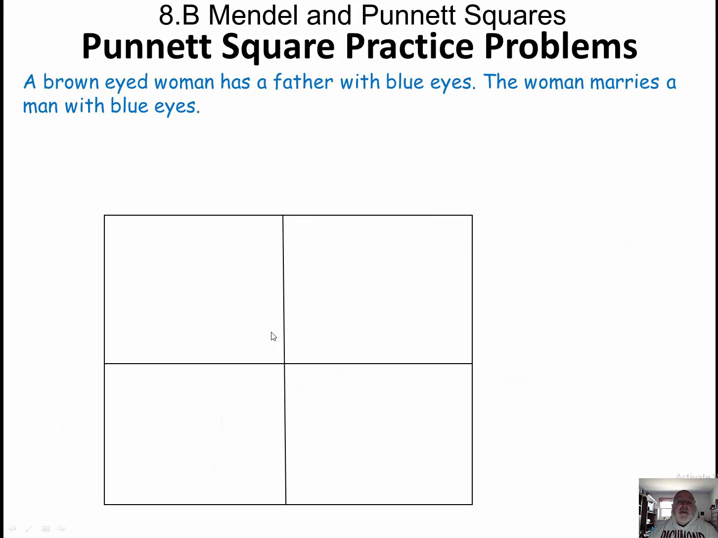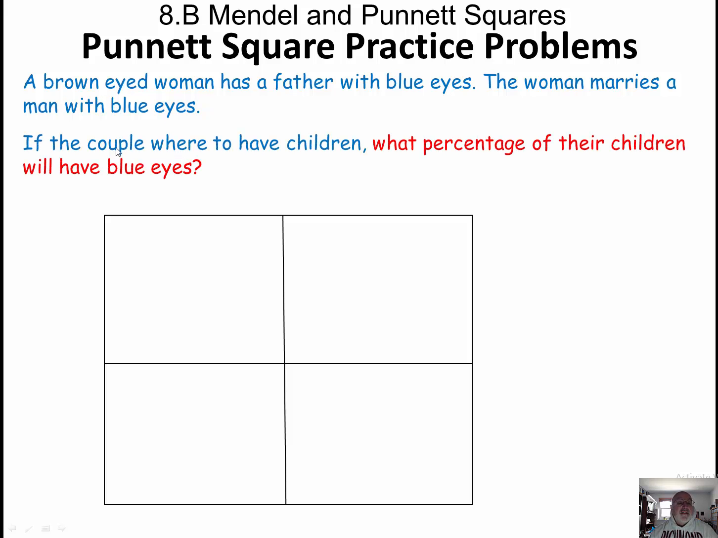Let's take a brown-eyed woman who has a father with blue eyes. That means that she's got an allele for that. And the woman marries a man with blue eyes. So if the couple were to have kids, what percentage of their children would have blue eyes? So there is the mom who had a blue-eyed dad, but she's got brown eyes. And there's the man, who has blue eyes and is a purebred homozygous recessive.